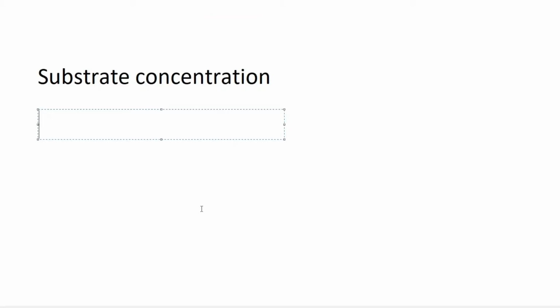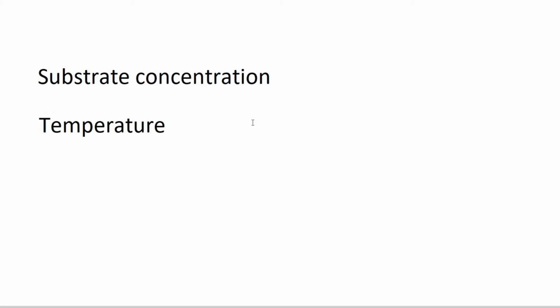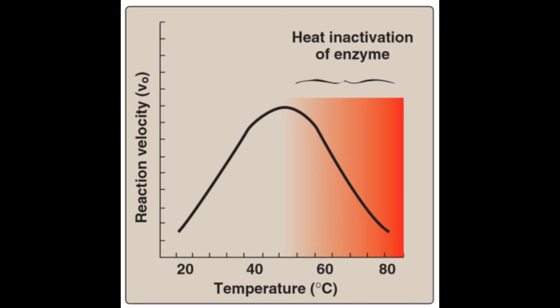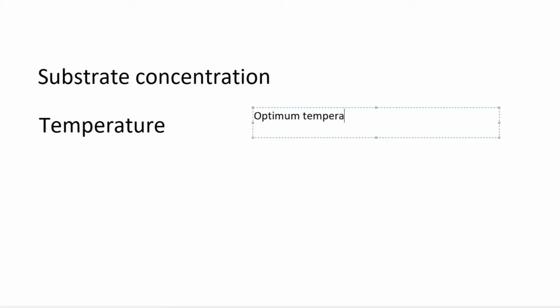Now, moving on to the temperature. So the reaction velocity increases as you increase the temperature. This is because of increased number of molecules having sufficient energy to pass over the energy barrier, or the activation energy, and form the products of the reaction. But further elevation of temperature results in a decrease in the velocity because of temperature-induced denaturation of the enzyme. Optimum temperature for enzymes mainly is 35 to 40 degrees.